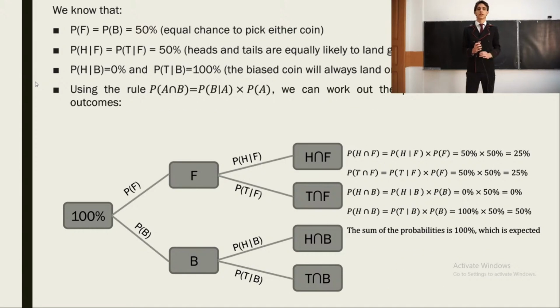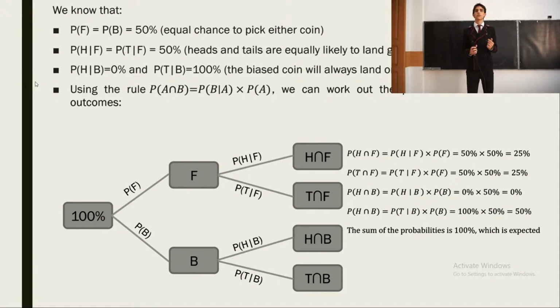Moving on, we know that P of F equals P of B, which is 50%, so we have an equal chance to pick either coin. And P of H given F equals P of T given F, which is 50%. So heads and tails are equally likely to land given we pick the fair coin. And P of H given B is 0%, and P of T given B is 100%. And so the biased coin will always land on tails, never on heads.